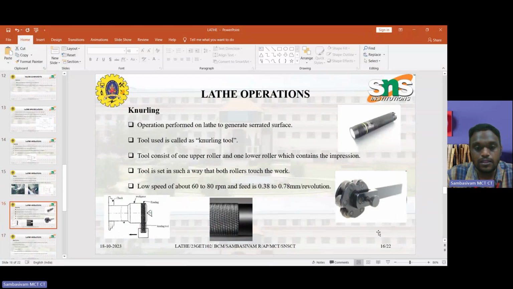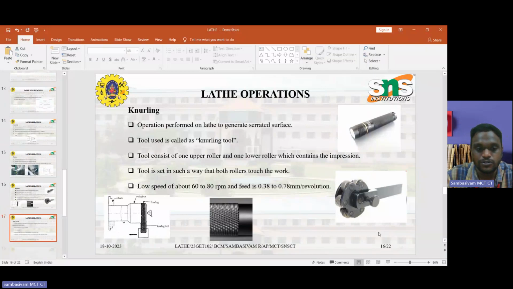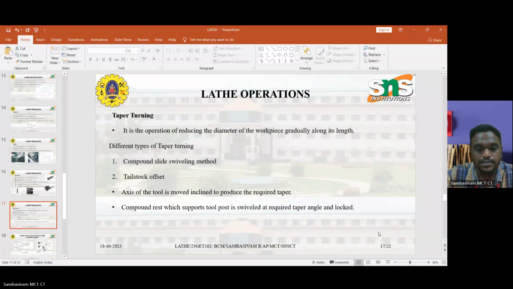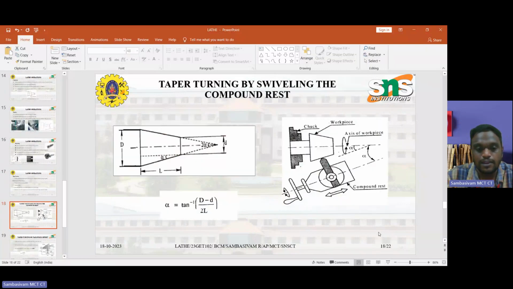And knurling helps hold the workpiece, where the grip is obtained by generating serrated surfaces. It is achieved at low speed, 60 to 80 rpm, and a feed rate of 0.3 to 0.78 mm per revolution. And taper turning is angular cutting, where alpha equals tan inverse of (D minus d) by 2L. This is how it is done.